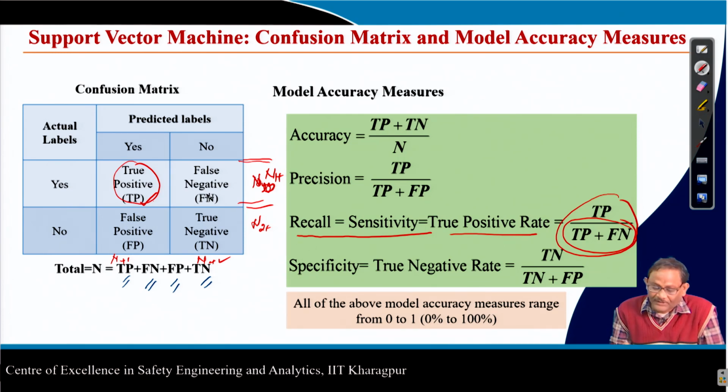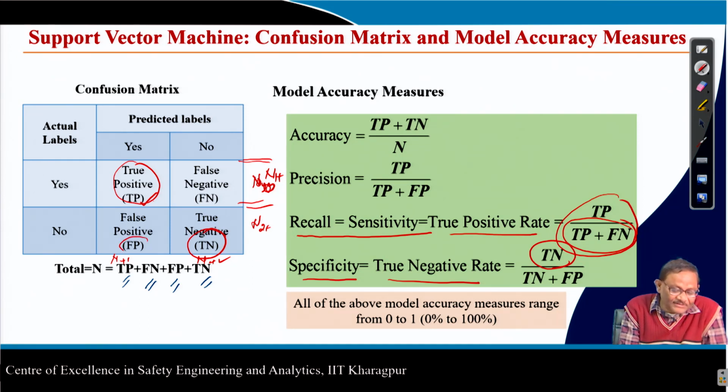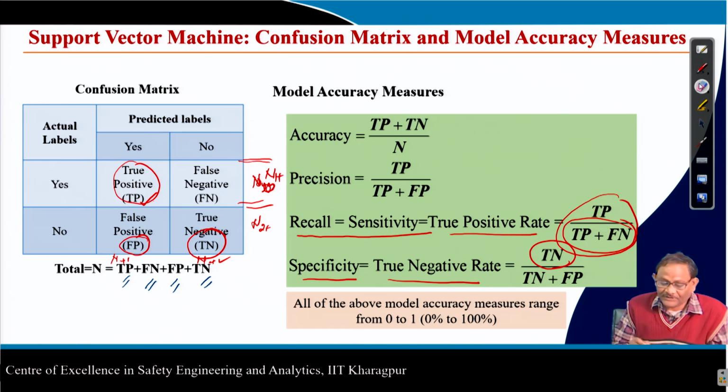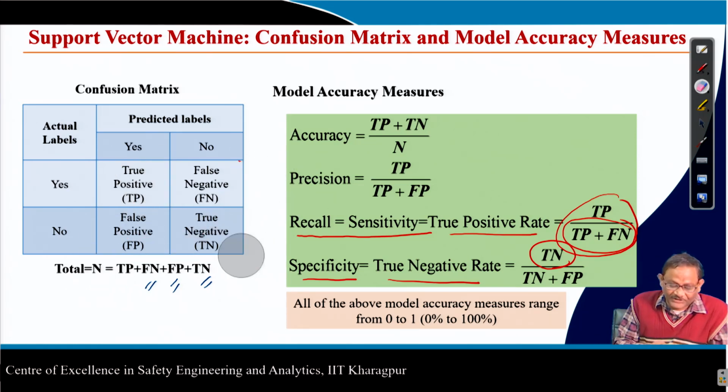For example, here if you see specificity, the true negative rate, that is true negative divided by true negative plus false positive. So in actuality, suppose we have N2 plus number of negative samples, what is the specificity here? Specificity is the proportion correctly predicted by the classifier as negative. So these are the accuracy measures which are used.